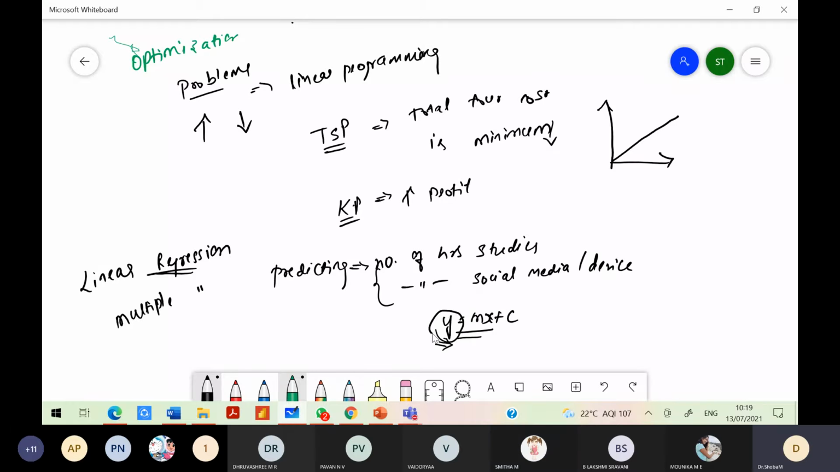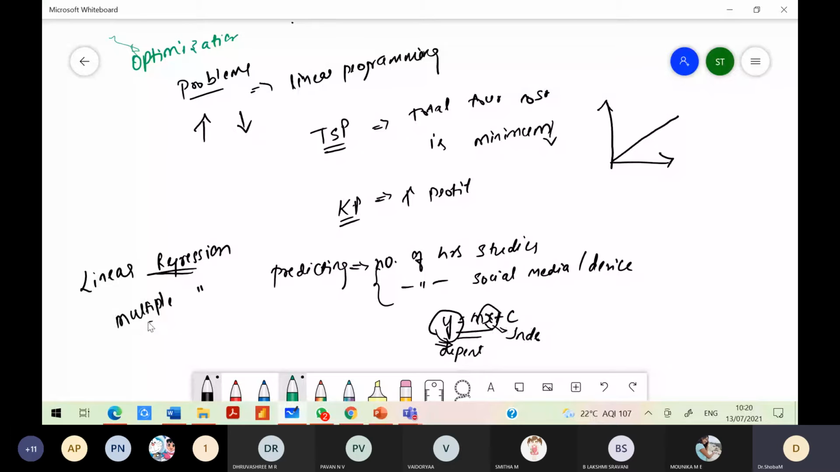Dependent. Y is the dependent variable. How about X? Independent. Yes. So X is the independent variable and Y is the dependent variable, right? So you can see here only one independent variable exists, right? So it is called linear regression or simple regression.